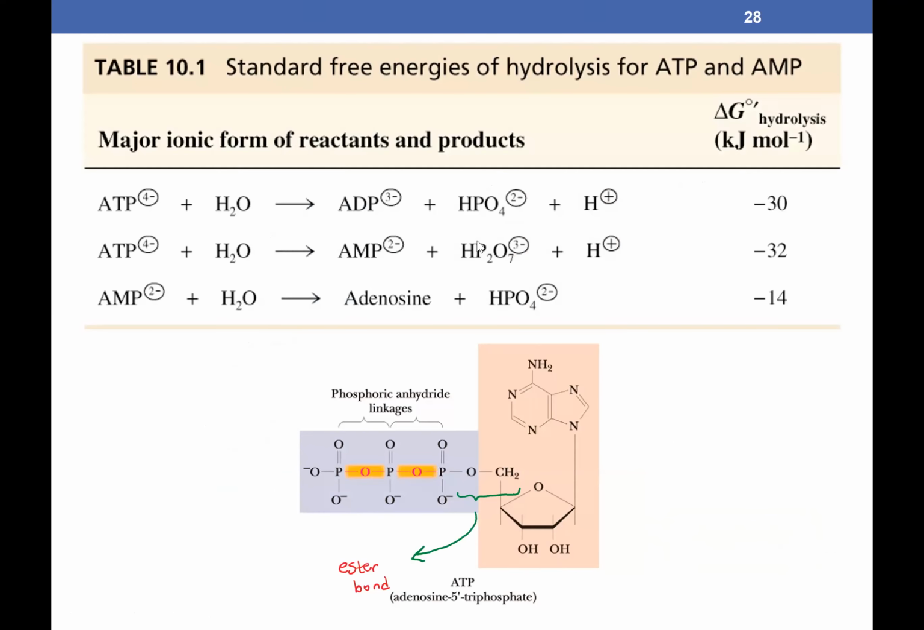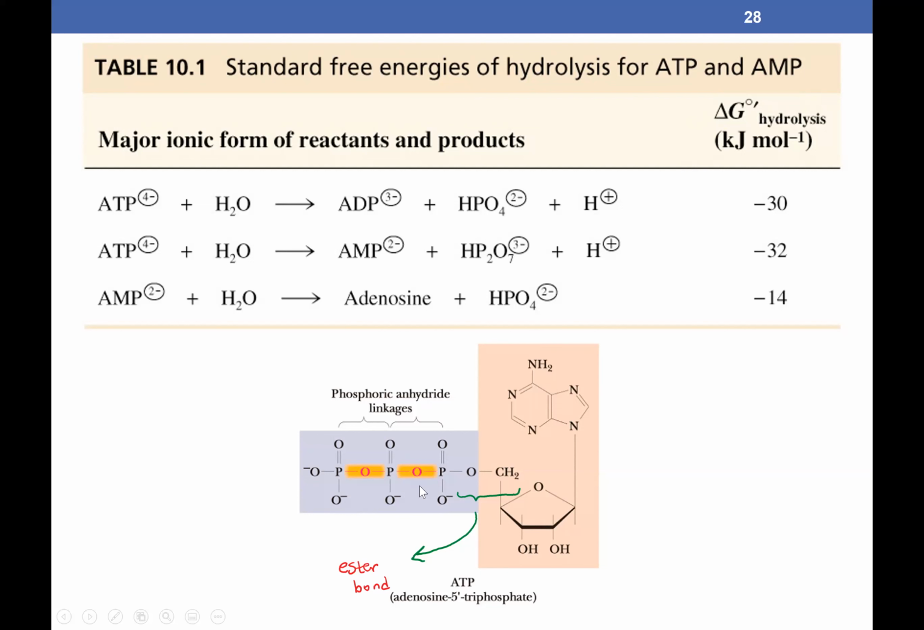All right, so for the breakdown of ATP, let's look at the structure of ATP first. You have the adenosine, and then I have the 3 phosphates. 2 of the phosphates are joined by phosphoric anhydride linkages, and then my 3rd phosphate is joined to the adenosine by an ester bond. The OCH2 is an ester bond. Okay, so when I break down this first phosphoric anhydride bond to get ADP from ATP, I release energy. I get minus 30 delta G standard.